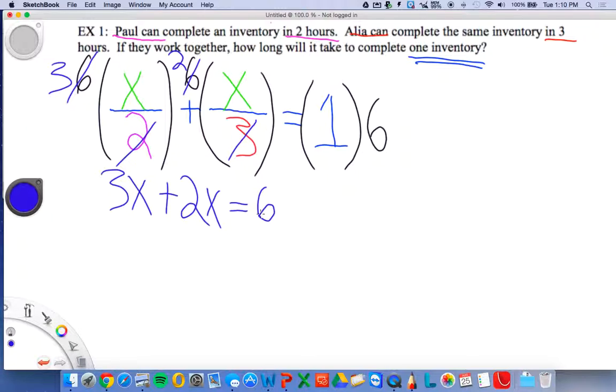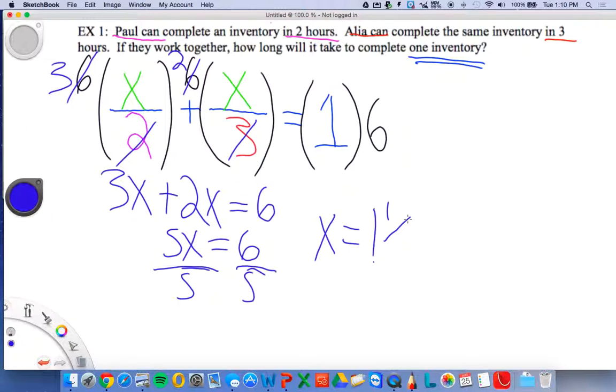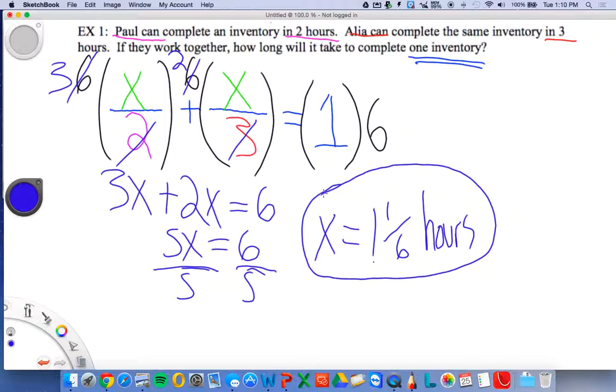From there, combine like terms, 3x plus 2x is 5x. 5x equals 6. Divide by 5 on each side to solve for x. X in this case will be 1 and 1/6 hours, since it's a word problem. You could leave it as that, or you could convert it to a decimal. It doesn't really matter. Just read the directions and what exactly the question is asking. It doesn't specify here, so I'm going to leave it like that.